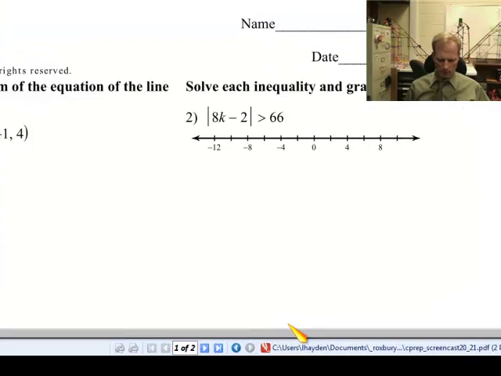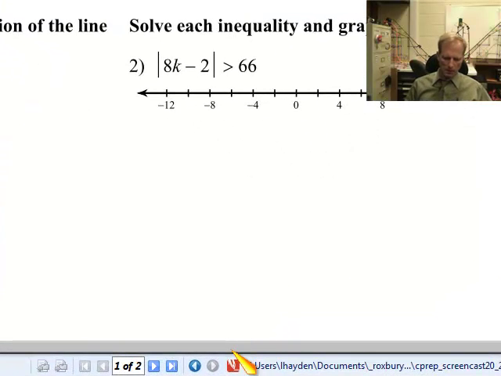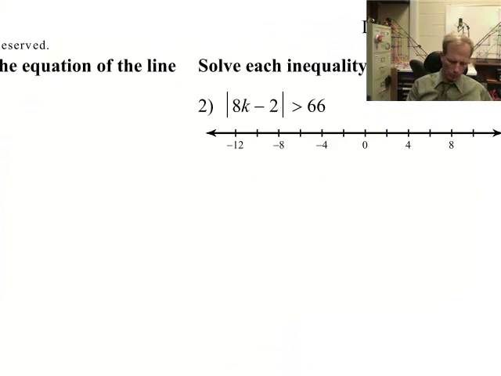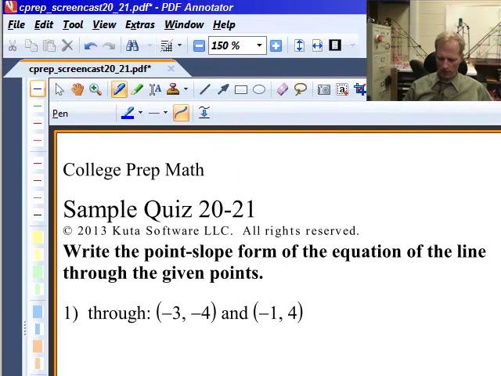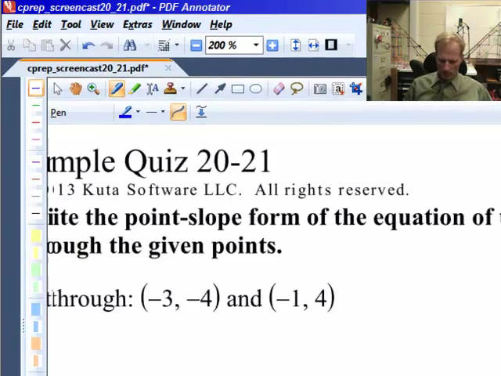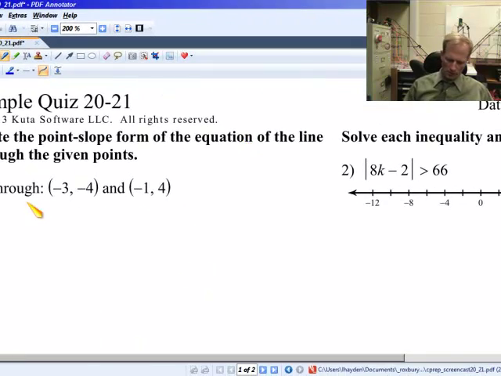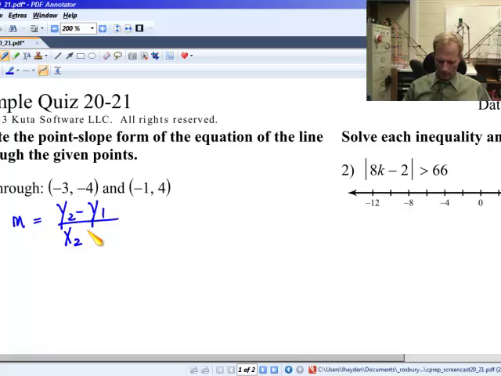Tonight I'm going to be solving some of the problems you may see on the quiz on writing equations and graphing and solving inequalities. In problem 1 here, I'm asked to write the point-slope form of the equation of the line through 2 points. So when I'm asked to have such a problem, I always want to start by finding the slope of the line, and I'm going to find that using the slope formula, which is that.